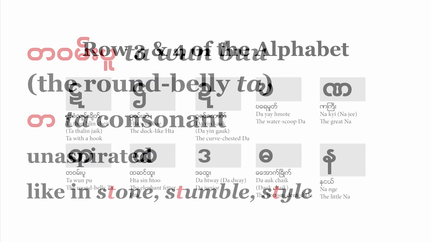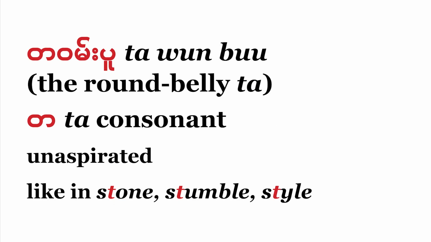The first letter for today is called Dawombu, or Da, with a round belly, and its consonant sound is Da. This is an unaspirated Da, by the way, so it's not the T sound in tone, tumble, and tile. You'll have to find and use the D sound in stone, stumble, and style.